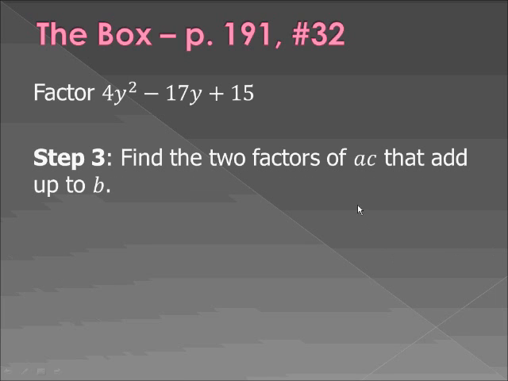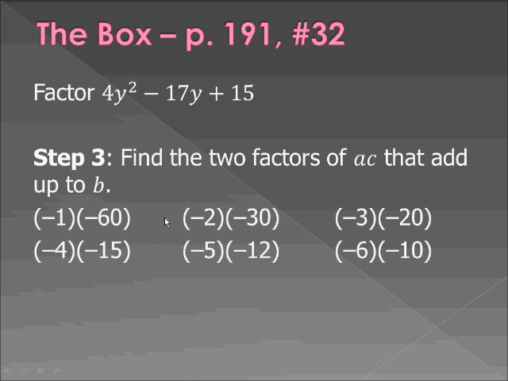So we're looking for two factors of ac that add up to b. I've listed all of them here. You do not have to do this, because obviously you don't have to use a 60 or a 30 or even a 20, because you know none of those are going to work. You're probably going to try something in the middle. And lo and behold, negative 5 and negative 12 are the factors that add up to b, negative 17.